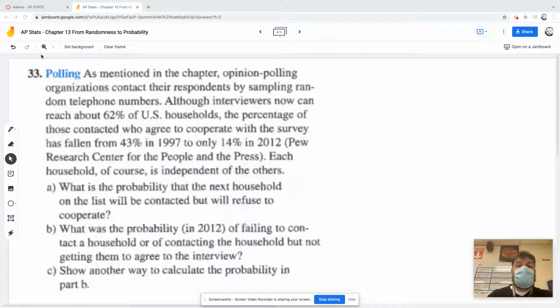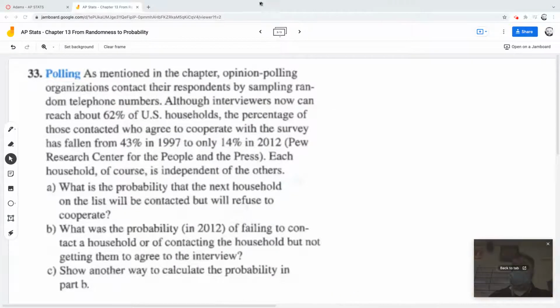Each household, of course, is independent of the others. So they're going to ask us some questions, but they gave us a clue right there in the very beginning. These are going to be independent. In other words, they're going to call one house, then call the next house. They're not calling two houses at once. So that gives us a clue as to how we're going to approach doing the statistics that they're going to ask us.